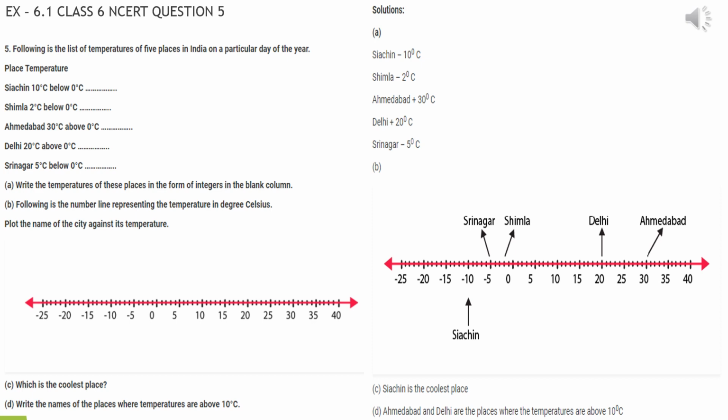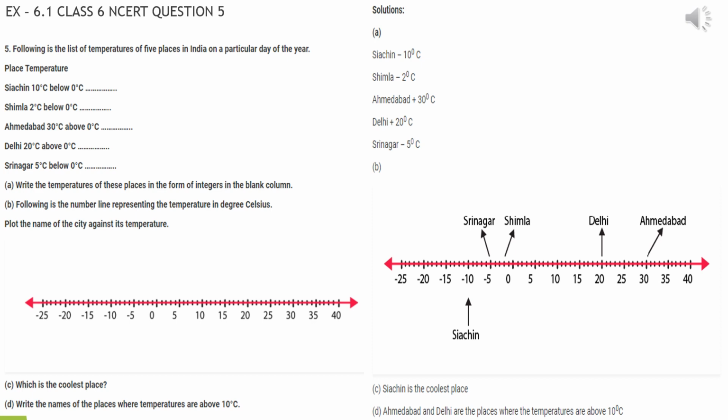A part. Write the temperature of these places in the form of integers in the blank column. As we know that below represents negative integers and above represents positive integers. So the temperature of Siachen is minus 10 degrees Celsius, the temperature of Shimla is minus 2 degrees Celsius, the temperature of Ahmedabad is plus 30 degrees Celsius, the temperature of Delhi is plus 20 degrees Celsius and the temperature of Srinagar is minus 5 degrees Celsius.